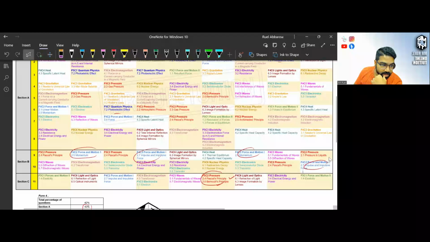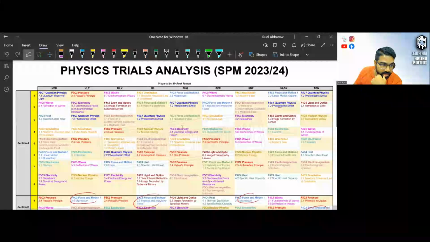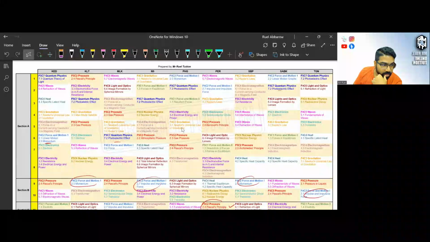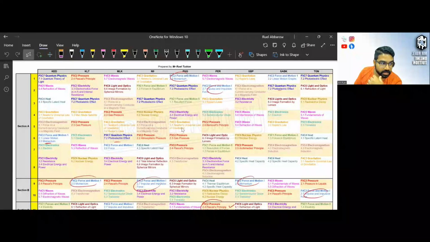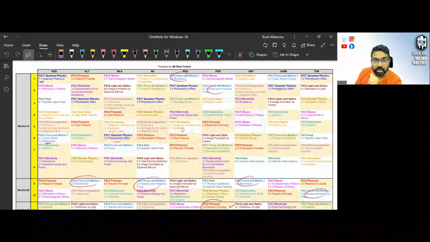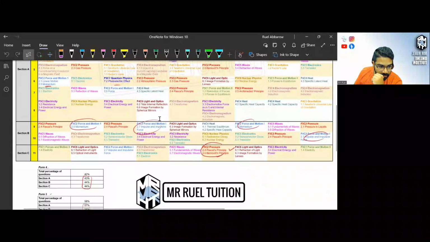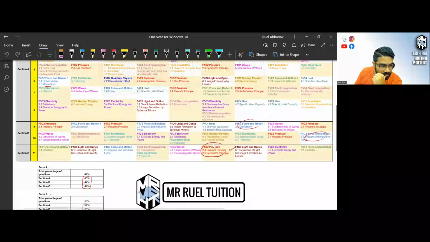Okay, so if you look at your Section A as well, you can see a lot of momentum, impulse. Here you can see momentum. Momentum, impulse, okay. So you can see the momentum and impulse is quite popular this year. All right. Okay, now moving on, let's look at Section C.